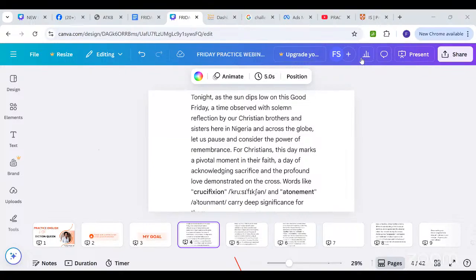Tonight, as the sun dips low on this Good Friday, a time observed with solemn reflection by our Christian brothers and sisters here in Nigeria and across the globe.